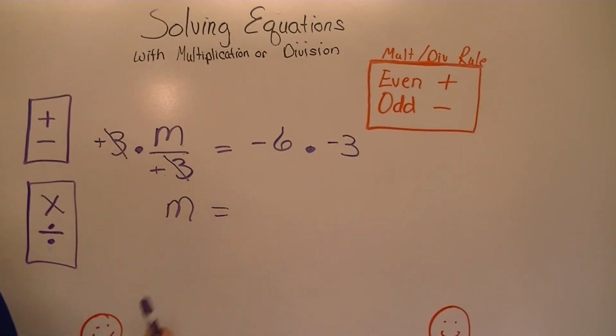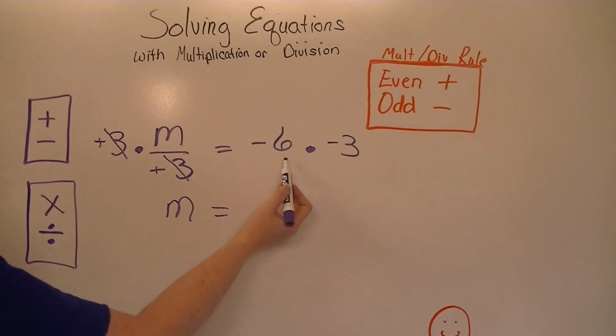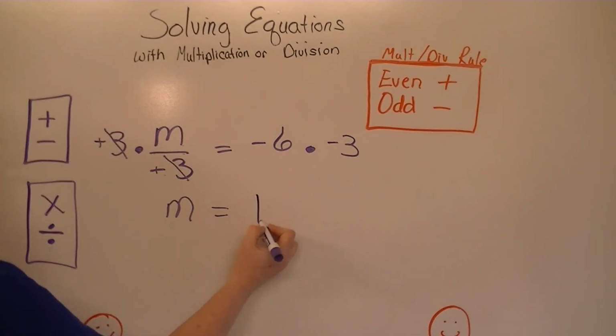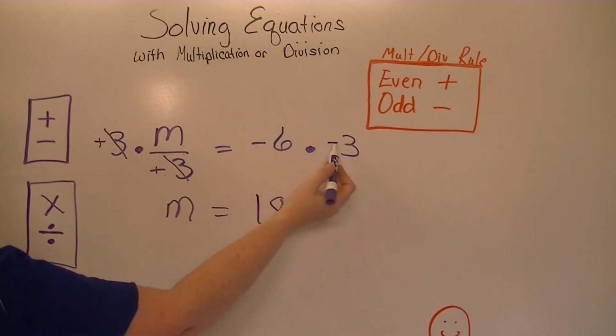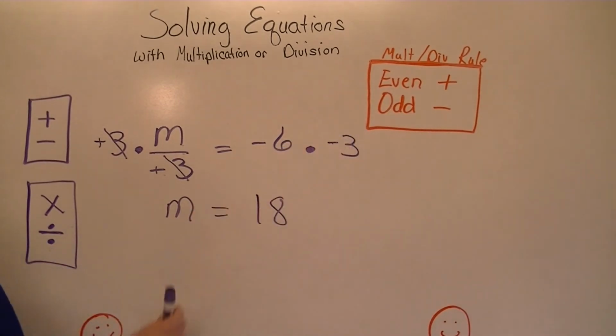And now I look at my right side of my equals, and I have a negative 6 times a negative 3, which is 18. I've got two negatives, so if we use our rule box, 2 is an even number, and that would make that positive 18.